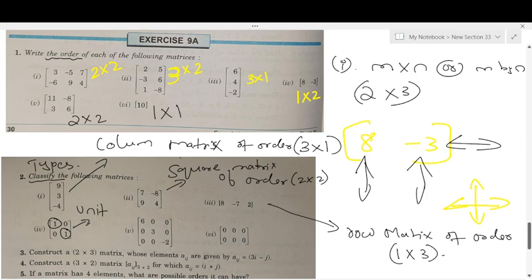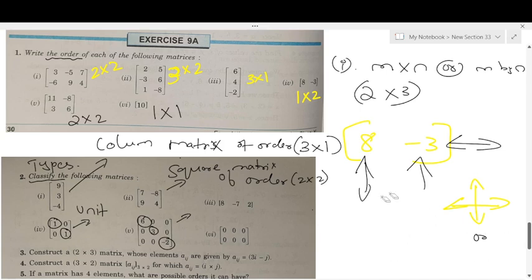What about the fifth one? Look at all the diagonal elements. What do you call? Diagonal matrix. Next, sixth one. Everything is 0. What do you call? 0 or null matrix. Mostly they consider 0. You can write 0 or null matrix. Better write it as 0 matrix. Understood? Any doubts in this?